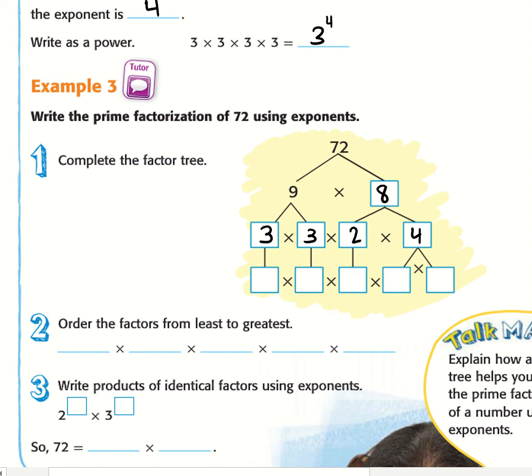So we have to remember we have some prime numbers here. So our prime numbers are just going to drop down because once those are prime, we are done with those. Now our composite number 4 can be split up into 2 times 2. So at the end, we have all of our prime numbers. We have 3 times 3 times 2 times 2 times 2.